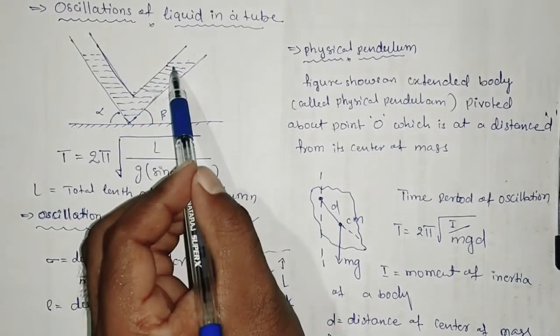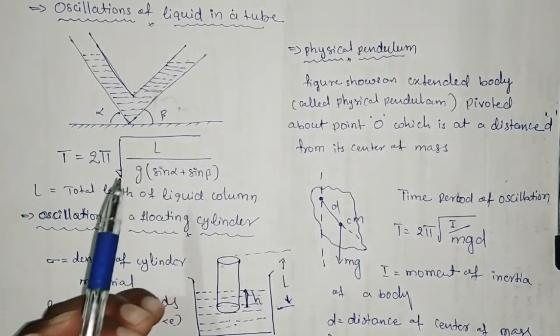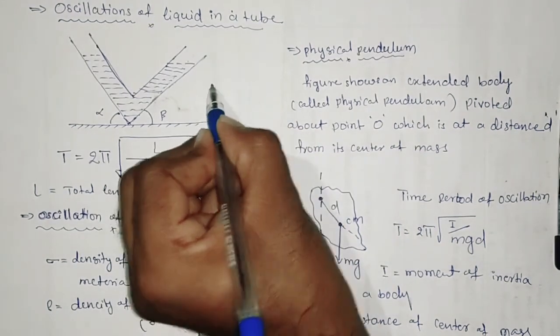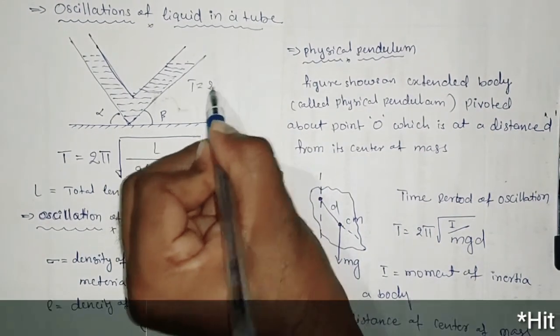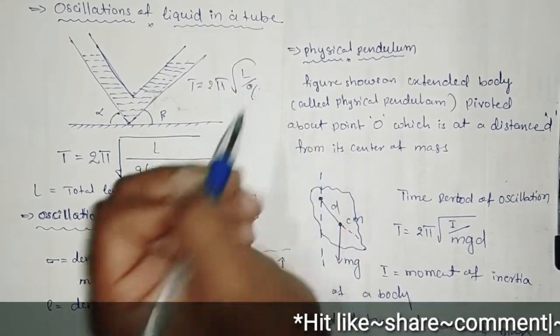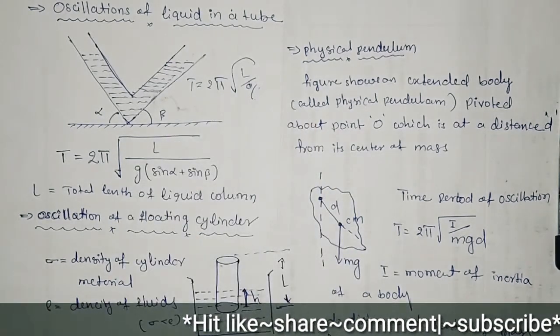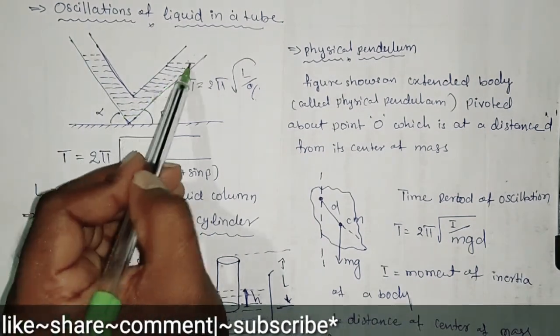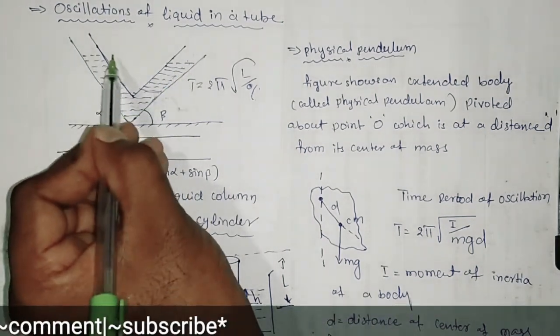Oscillations of liquids in a tube. In this, we know a very well-known formula: the time period T is equal to 2 pi under root L by g, right? It is a very well-known formula. In the same way, here L is the length of the tube.